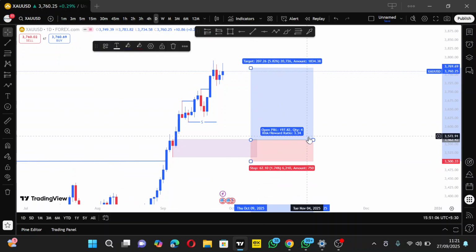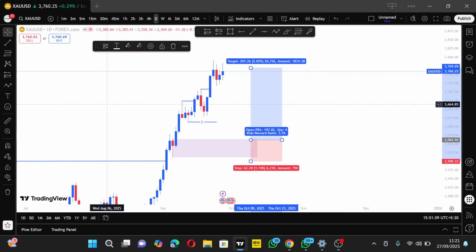This is what I'm expecting for gold. This is the daily time frame.